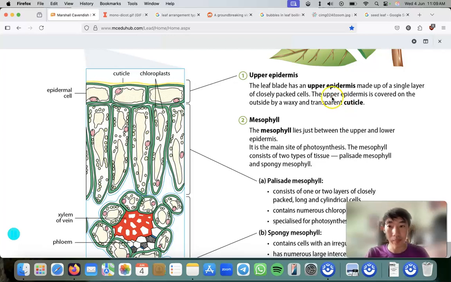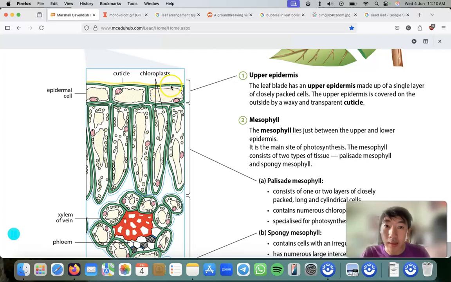So let's break this down. First of all, the upper epidermis. This upper epidermis does not have any chloroplast. Why? If you see inside the cell, there's no chloroplast at all. This is because it's really near to the sun. It's the first layer that receives the sunlight. And as you know, the sun can get really hot. And so that might denature the enzymes that are found in the chloroplast. So therefore, these cells do not have any chloroplast.